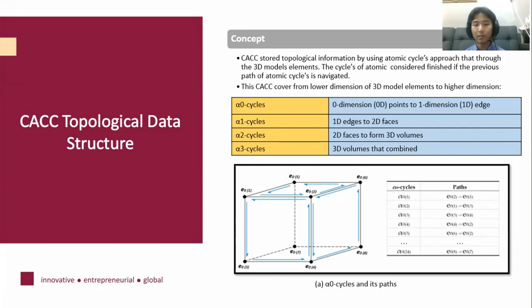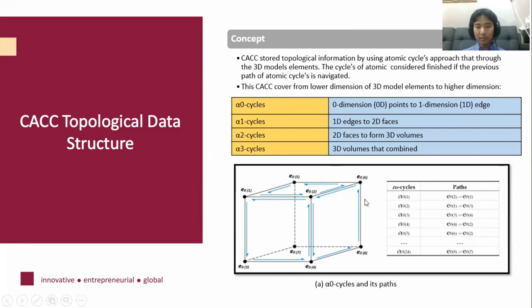For example, 0-dimension points to 1-dimension edges are connected by alpha 0 cycles. Next, 1D edges to 2D faces are connected by the alpha 1 cycles. Next, 2D faces form 3D volumes, connected by the alpha 2 cycles. And then 3D volumes are combined by the alpha 3 cycles. This figure below shows the alpha 0 cycle and its path.